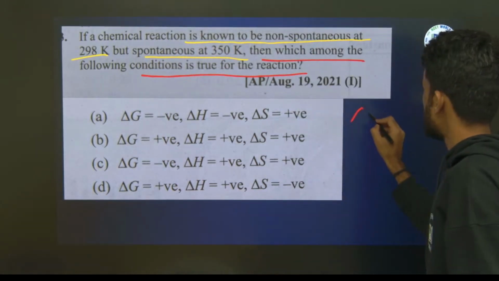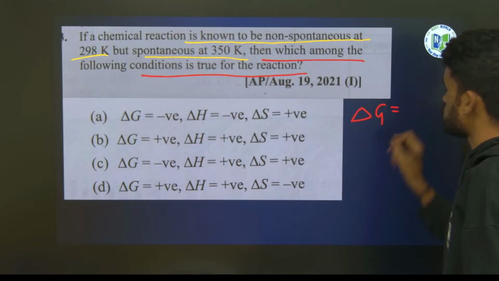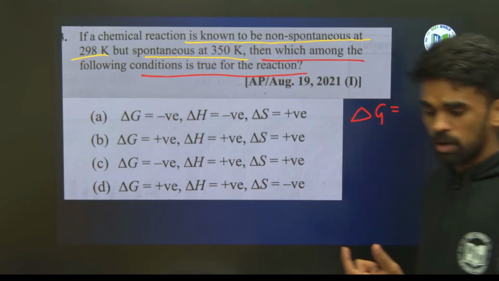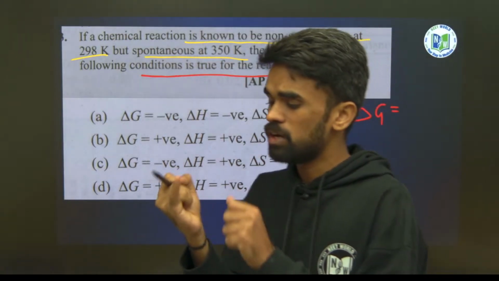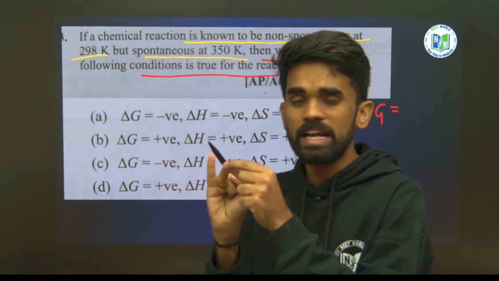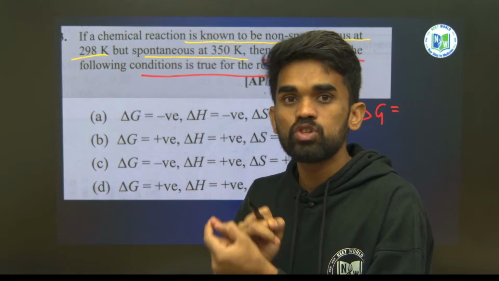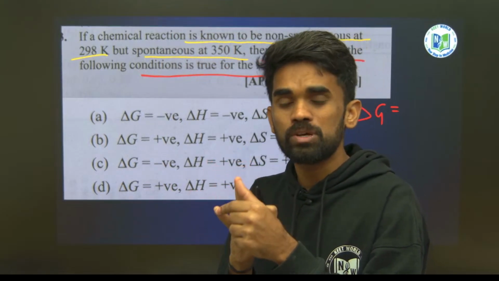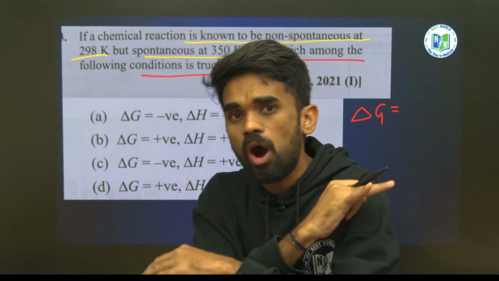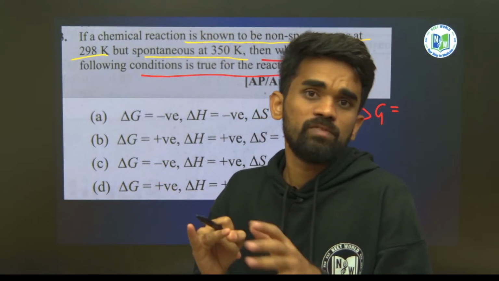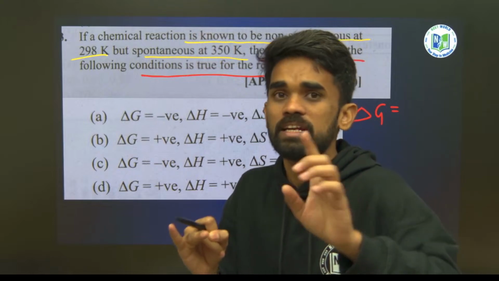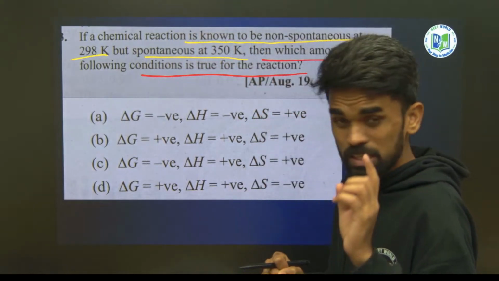See, just take this equation, delta G equals. The spontaneity of a process is determined or explained by two factors. One is enthalpy and another one is entropy. Enthalpy should be negative and entropy should be positive, then that particular process will always be spontaneous. If they are in a different manner, the dominating factor will decide whether a reaction is spontaneous or not.